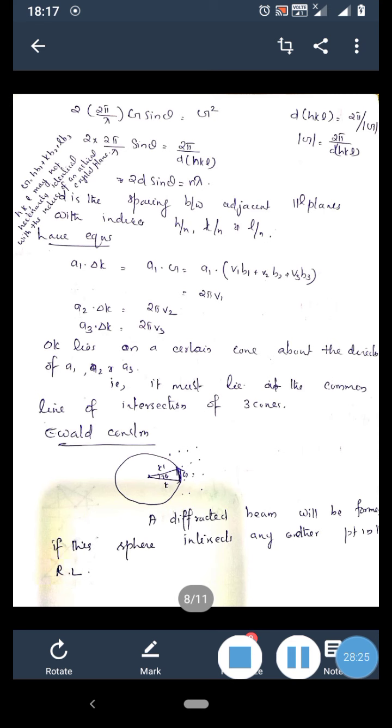This delta k lies on a certain cone about the direction of a1, a2 and a3. That is the Laue condition, another statement of the diffraction condition: it must lie at the common line of intersection of three cones. If we take the first equation, a1 dot delta k is equal to 2 pi v1, it tells us that delta k lies on a certain cone about the direction of a1. Similarly, the second equation tells us that delta k lies on a cone about a2 as well, and the third equation says that delta k lies on a cone about a3.